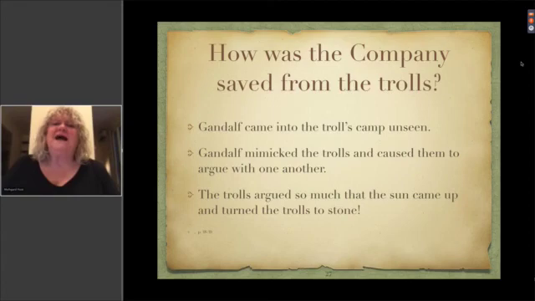Was Bilbo let out of the bag? Actually, Bilbo was never in a bag. He did not get captured. He got kind of bumped up and flew up into the trees.